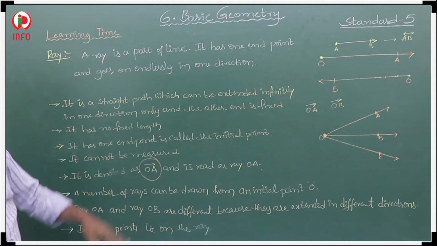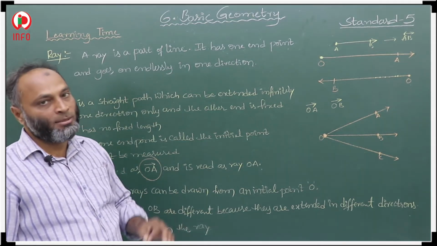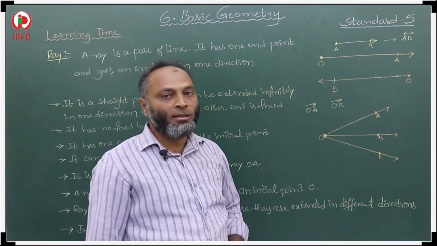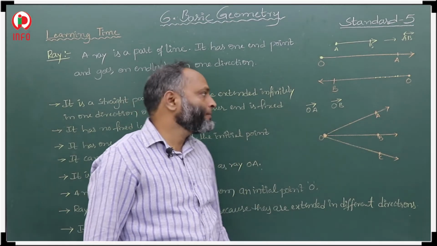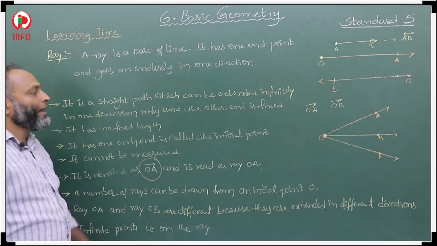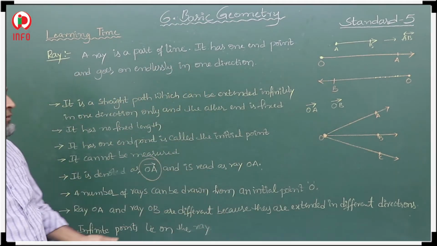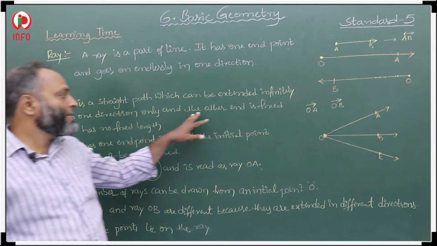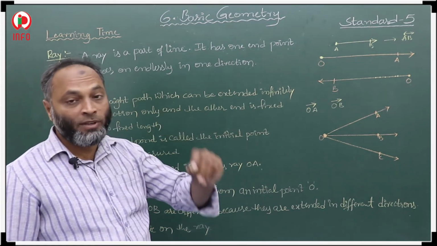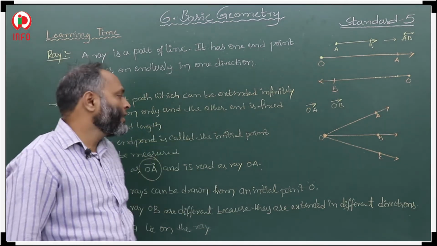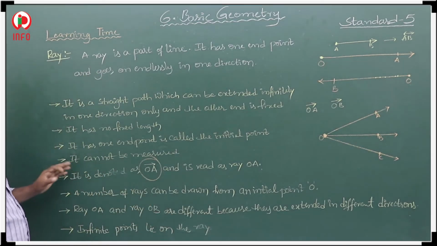Then what are the basic properties of rays? First, it has a straight path. A ray has a straight path because it is a part of a line. A line is a straight path, so a ray is also a straight path. There is no curved path. It extends infinitely in one direction, and the other end is fixed. That fixed point is called the initial point.